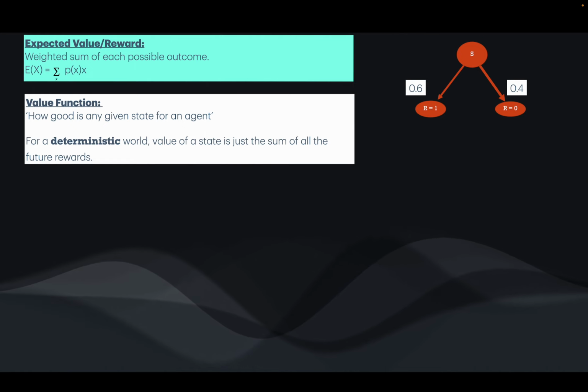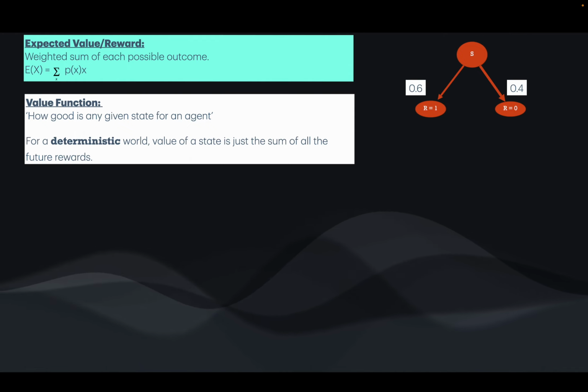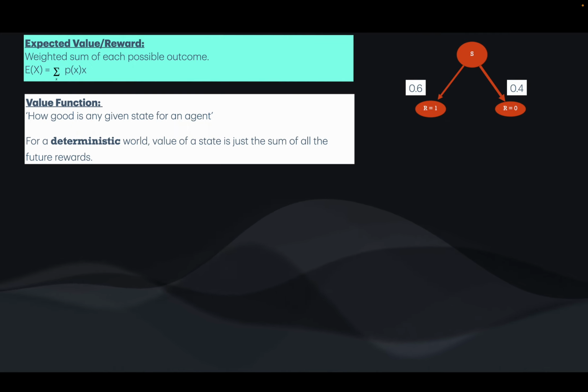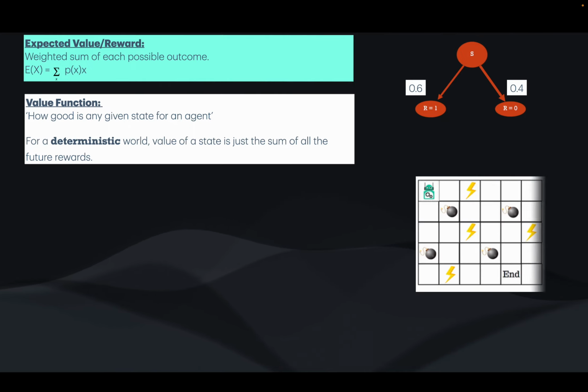Then we have this concept of the value function, which tells you how good any given state is for an agent, right? For a deterministic world, where there is no randomness in the environment, the action you desire to take, you will always be able to take. That is a deterministic world, right? So the value of a state is just the sum of all the future rewards, right?